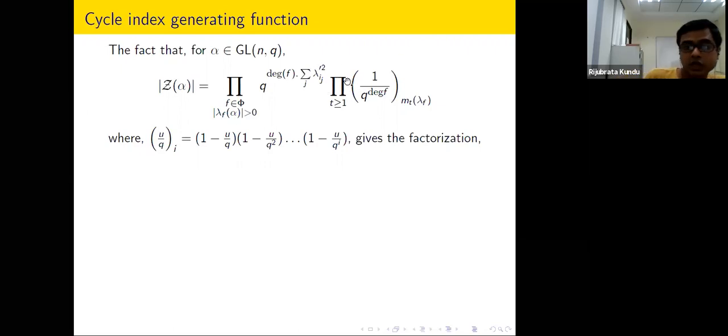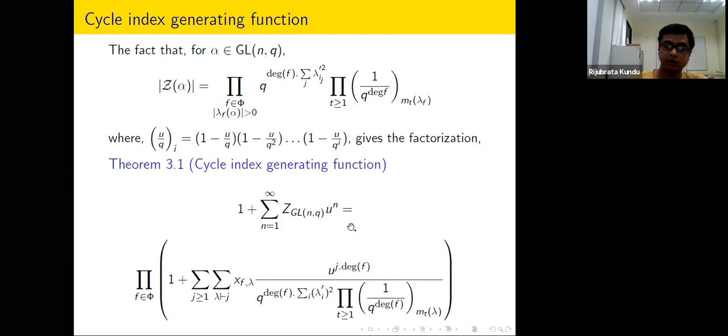And this product inside is the product over t greater than or equal to 1 of (1/q^{deg f}) with suffix m_t(λ_f). Remember that m_t(λ_f) is the multiplicity of t occurring in λ_f, which we have defined, and this notation means the following. (u/q)_i means (1 − u/q)(1 − u/q²) and so on up to (1 − u/q^i). So you put u equals 1, and replace q by q to the power degree f. That is what is here, and i is just m_t(λ_f), right? So this is the very well-known formula for this centralizer. And this will actually give you the following theorem, which is the most important one here.